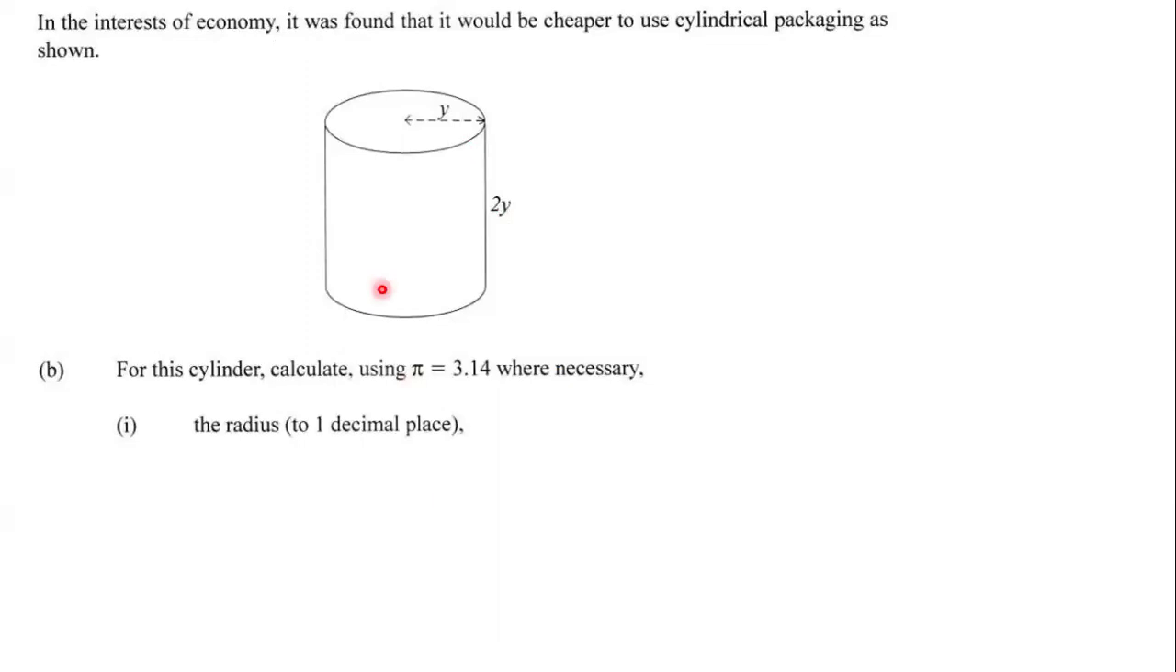Okay, it says, in the interest of economy, it was found that it would be cheaper to use cylindrical packaging as shown. For this cylinder, calculate using pi equal to 3.14 where necessary, the radius to 1 decimal place. So we have this cylinder, the radius is y, and this here is 2y. They want us to figure out what is the radius. Since the radius is y, we need to figure out what is the value of y, all right?